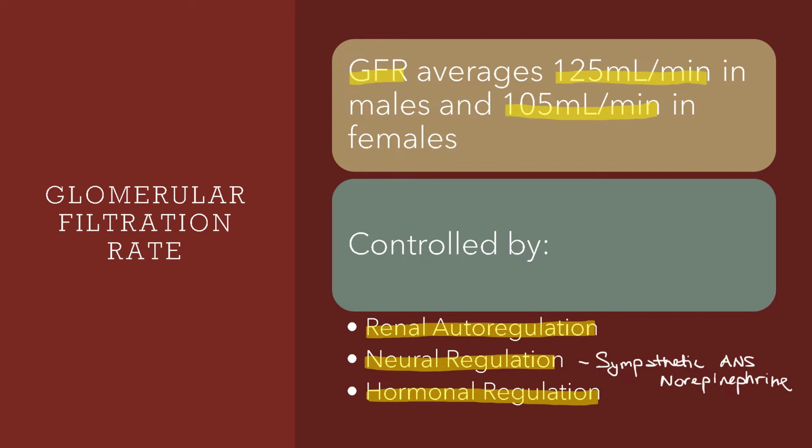Now at rest, the sympathetic stimulation is going to be relatively low, but with some stimulation, like during exercise or even during hemorrhaging, vasoconstriction is going to occur, and blood flow to the glomerular capillaries is going to be greatly decreased. So during some stimulation, that neural regulation is going to cause vasoconstriction of the blood vessels of the kidney, and it's going to decrease blood flow to the glomerular capillaries and decrease that GFR.